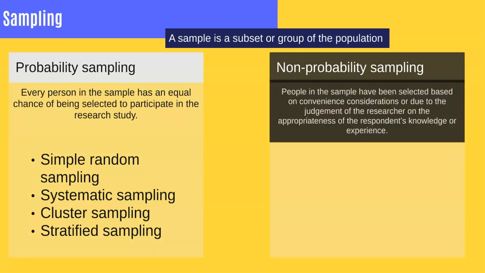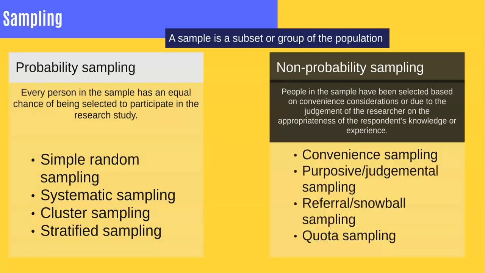Non-probability, on the other hand, people in this sample have been selected based on convenience considerations or due to the judgment of the researcher on the appropriateness of the respondent's knowledge or experience. There are also four techniques that you can use in terms of getting a non-probability sample, also refer to how these work.